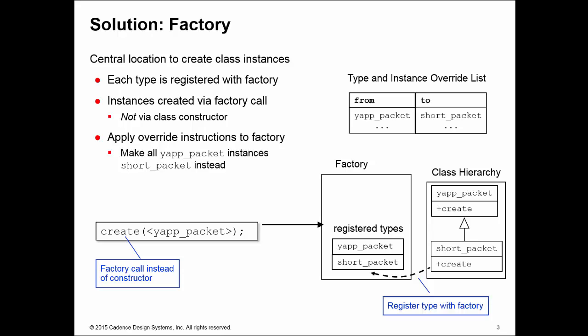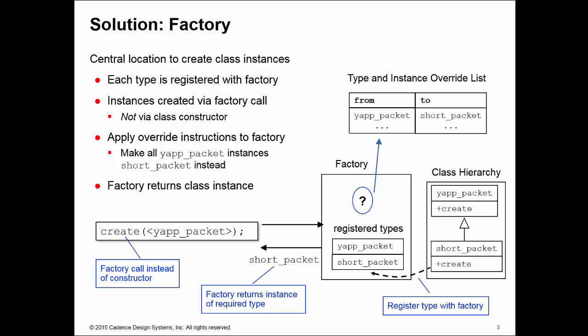And here we can tell a factory, every time you're asked to create a YAP packet, return an instance of a short packet instead. So now when we get the request in from the create call to create a YAP packet, we can consult the type override list. We can see that we're being asked to return a short packet instance instead every time we're asked for a YAP packet, and we can return a short packet instance as the output of the create call.